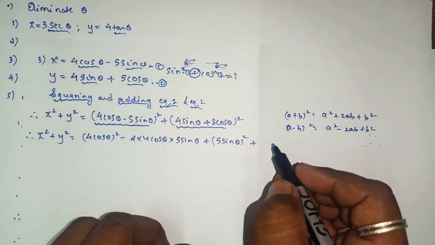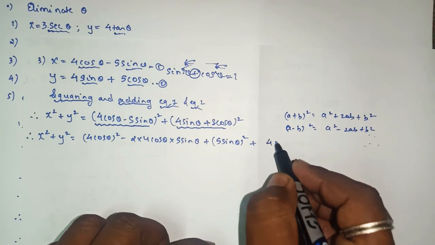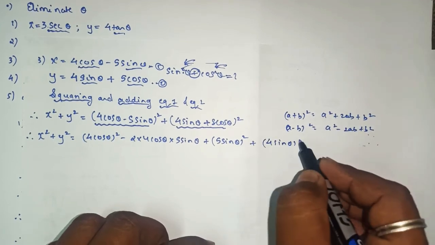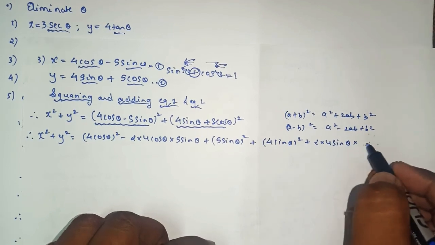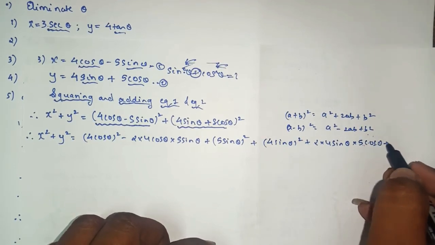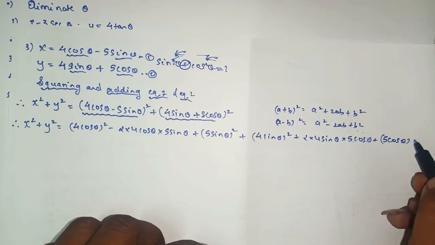So we'll apply the formula a plus b the whole square. So a square plus 2ab plus b square. Yes or no?